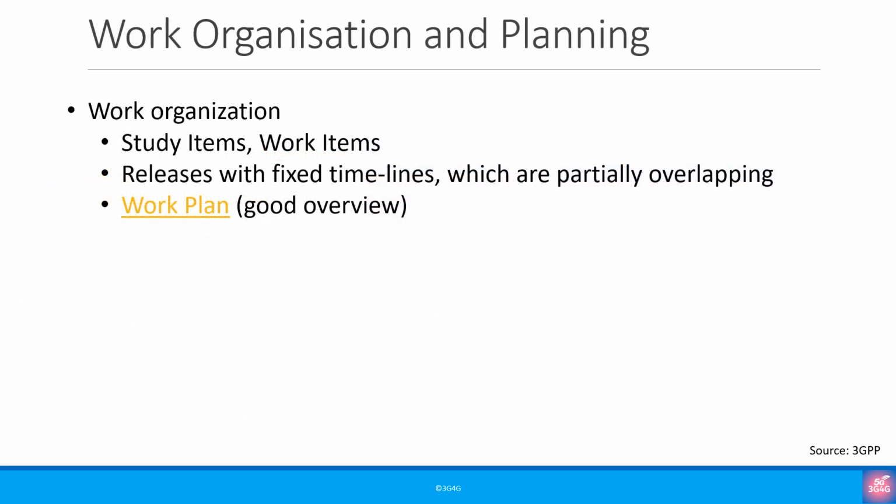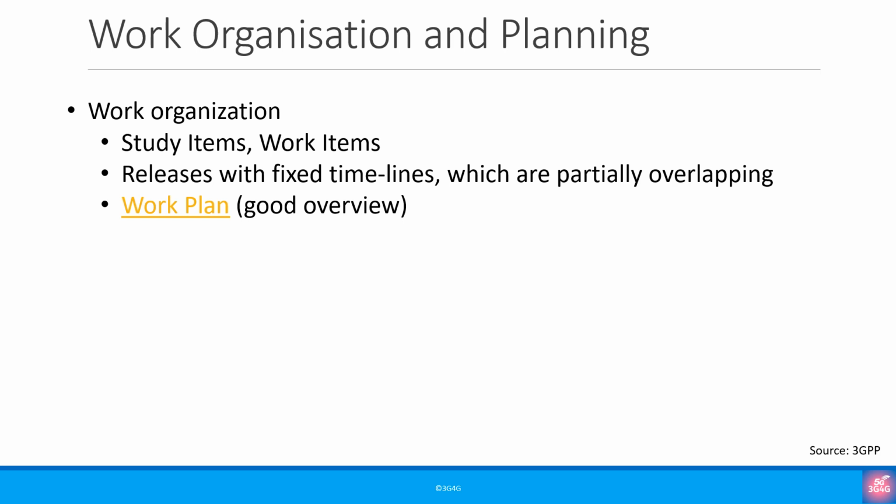In 3GPP, the work is organized as study item or SI and work item or WI. A study item is, as the name implies, a study of a feature or impact of bands, band combinations, changes or anything else. The end result is a technical report or a TR. Work items on the other hand is again a feature or a change that will eventually become part of technical specifications or TS. Releases have fixed timelines that are partially overlapping.